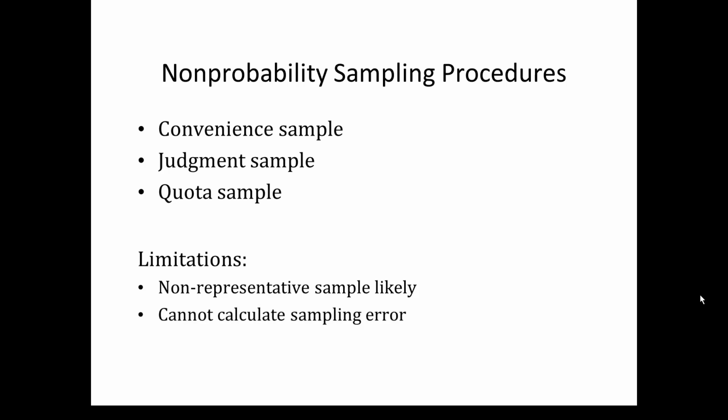That is, we cannot assume that the same results would hold for the population. Second, because they are non-random procedures, it is impossible to calculate sampling error, which is a measure of the accuracy of the results. So even if we believe the sample to be representative of the population, we have no way of knowing how accurate or inaccurate our results are. For these reasons, the use of non-probability procedures should be limited to exploratory research.